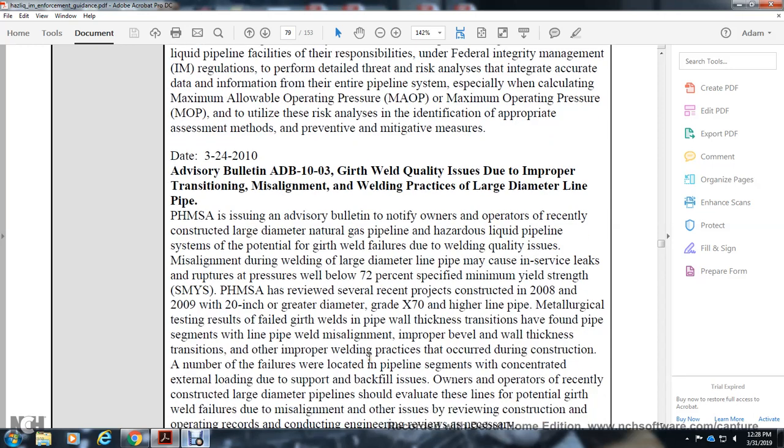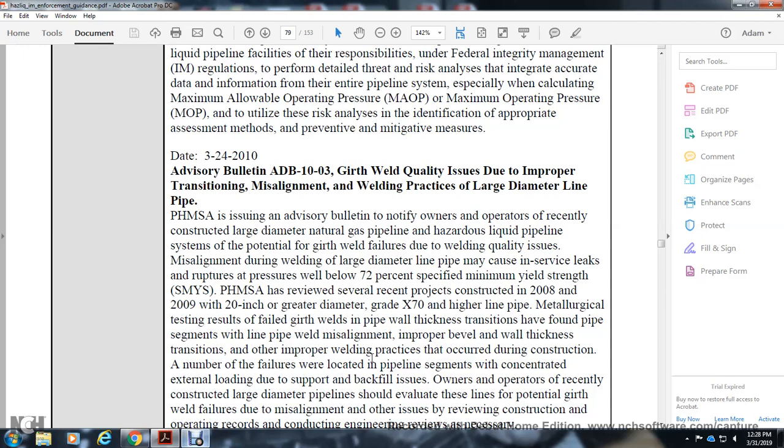Advisory bulletin: girth weld quality issues and damage due to improper transition and misalignment with welding practices on large diameter line pipe. PHMSA issued the advisory bulletin to notify owners and operators of newly constructed large diameter natural gas and hazardous liquid pipeline systems of the potential for girth weld failure due to welding quality issues.